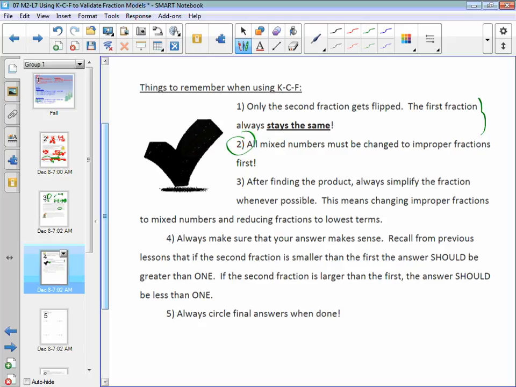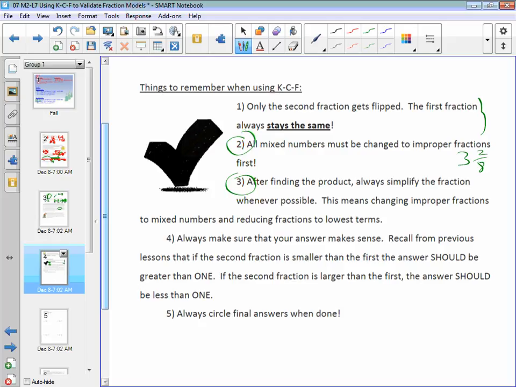Number three, after you find the product, which is multiplying, you have to simplify it. That means if it's an improper fraction, you have to change it to a mixed number, and you have to simplify it, because if you get something like 3 and 2/8, that's not simplified. 2/8 is the same as what fraction? Phil, 3 and 1/4. Now I'm going to show you another little shortcut called cross-reducing tomorrow. That's going to make it even easier. But for right now, just keep an eye on your fractions and make sure that they're reduced.